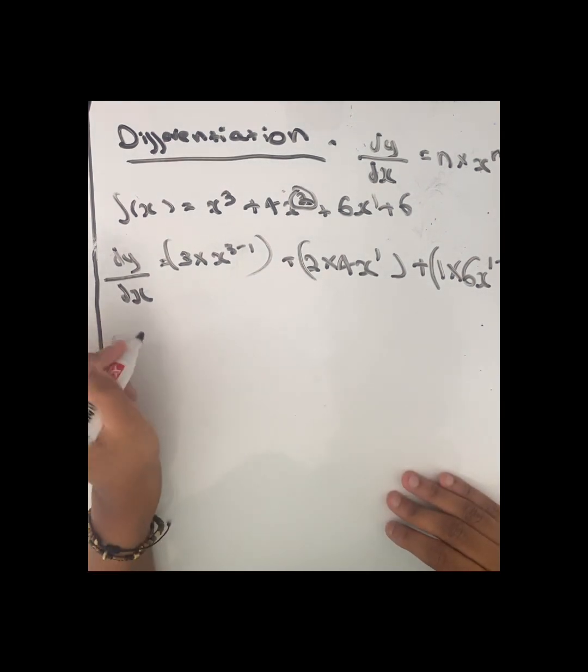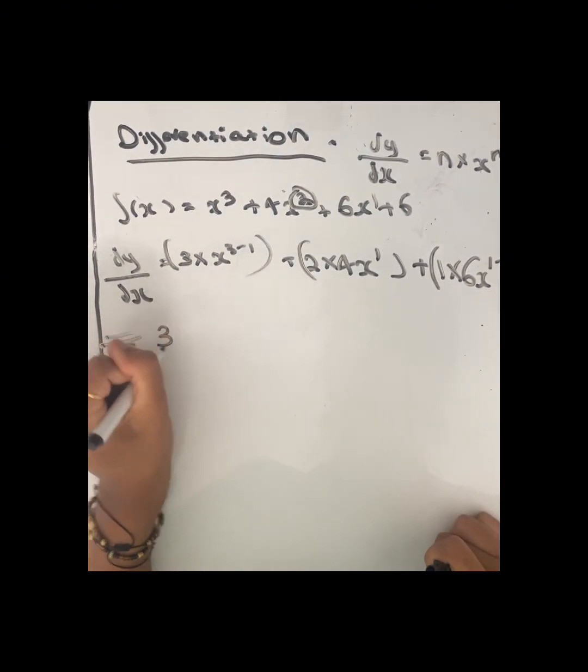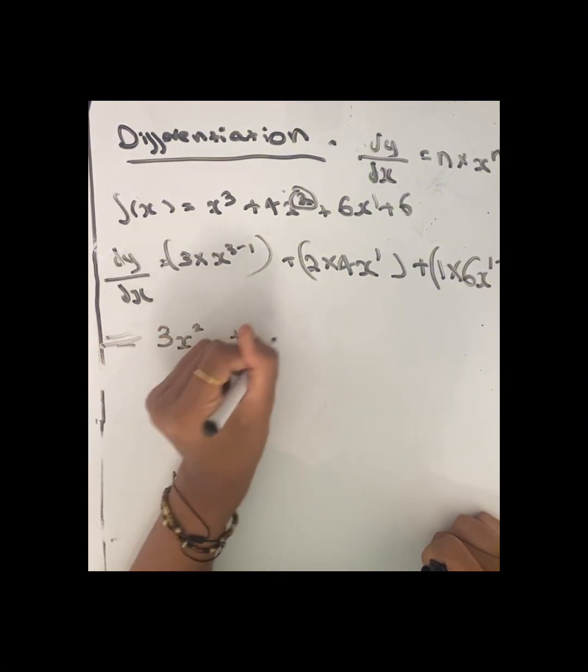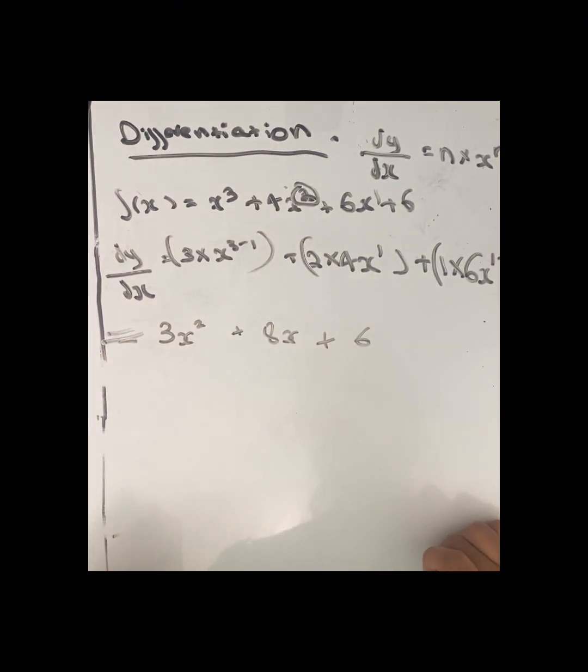So then this is just going to be, I'm running out of ink on my pen, let me grab another pen. It's going to be 3x squared plus 8x plus 6. That's going to be your dy over dx.